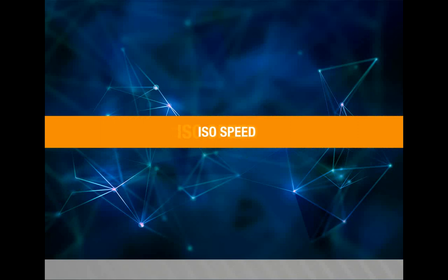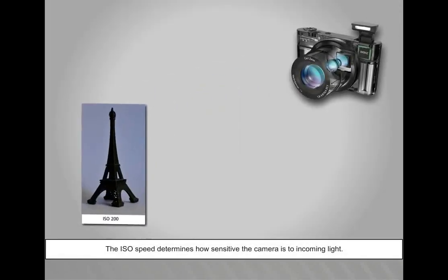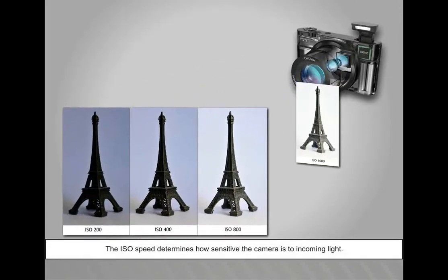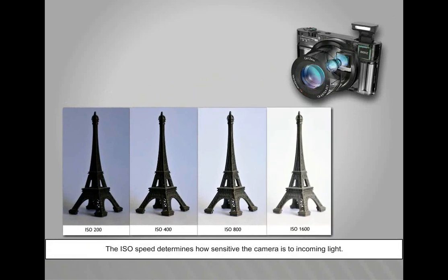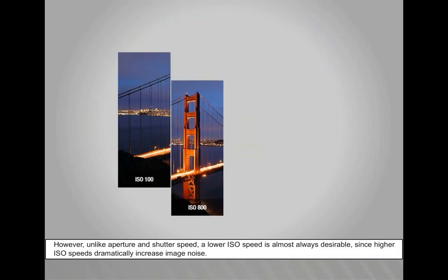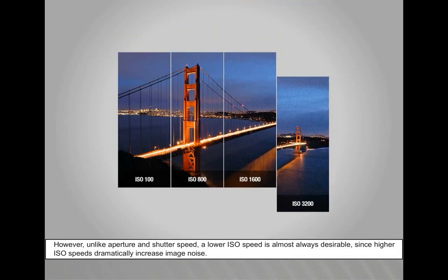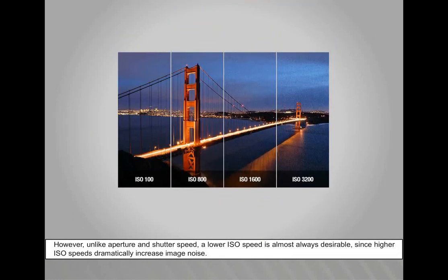ISO speed. In this video, we are going to see about ISO speed. The ISO speed determines how sensitive the camera is to incoming light. However, unlike aperture and shutter speed, a lower ISO speed is almost always desirable since higher ISO speeds dramatically increase image noise.